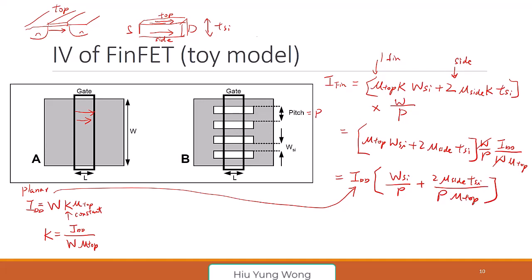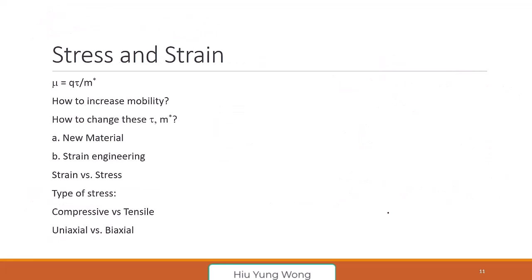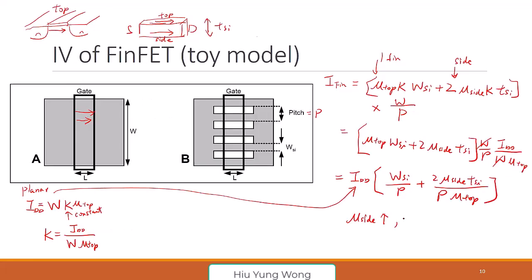Okay, so you can see that, of course, as expected, if mu psi increases, or TSI increases, or the pitch decreases, or WSI increases, it is going to increase my current. Yeah, I may be going a little bit fast, not very clear. You can do it by yourself. This is just simple math.